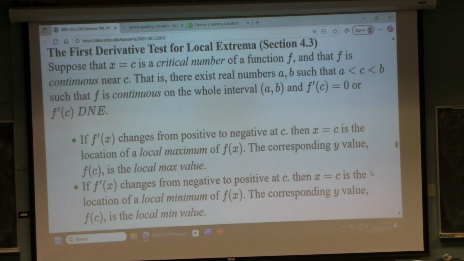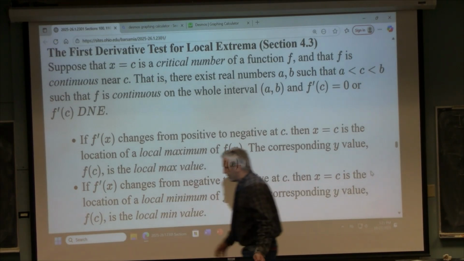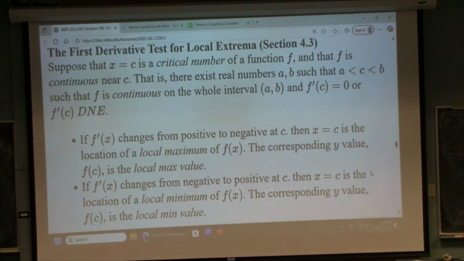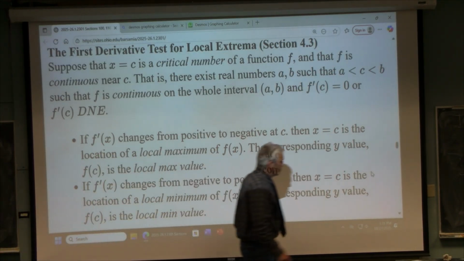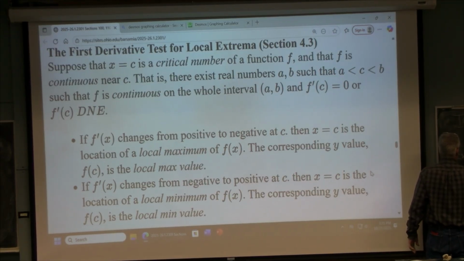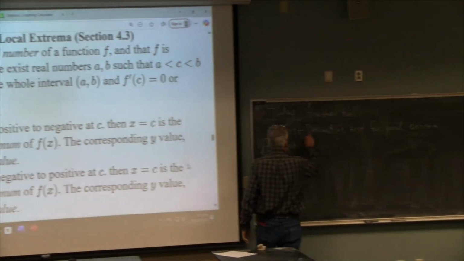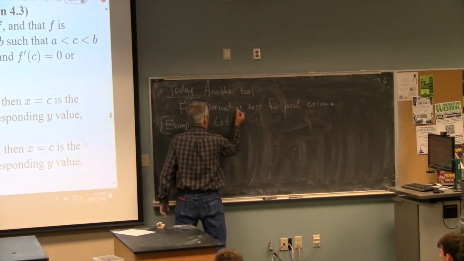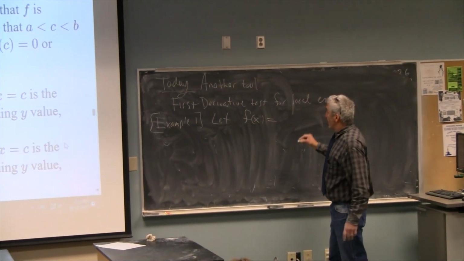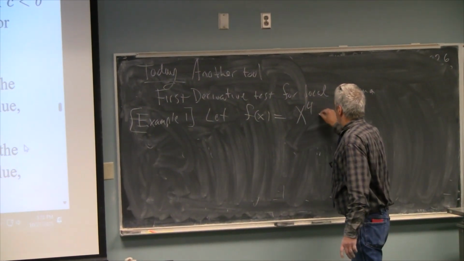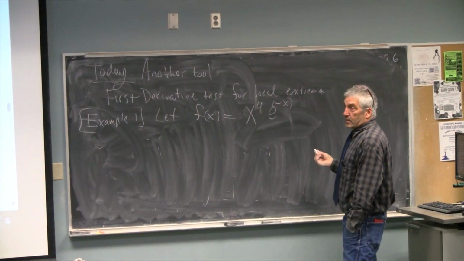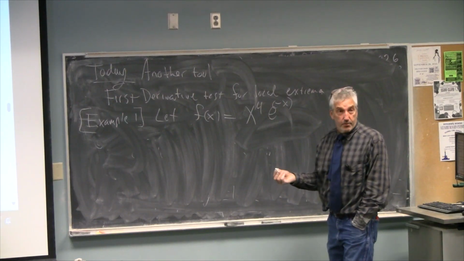All right, I want to do an extended example where we explore this. So let f of x be x to the fourth e to the minus x. So A, find the intervals where f is increasing or decreasing.